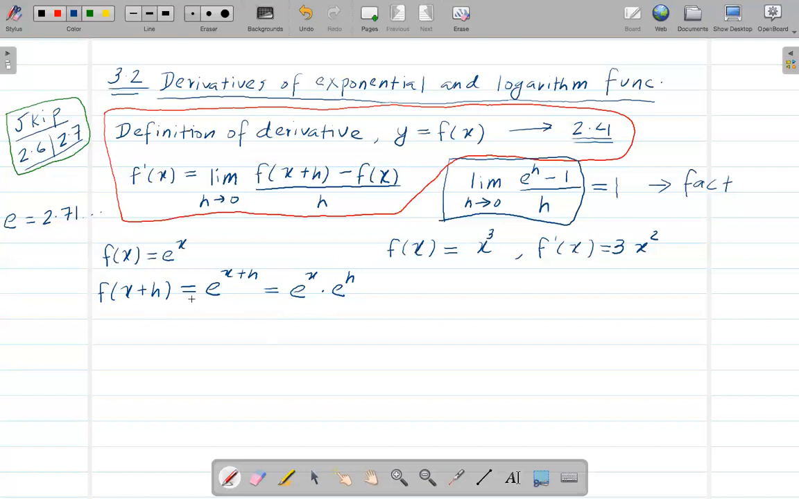Now that we have the value of f of x plus h, let's get the value of f of x plus h minus f of x. f of x plus h is e to the power x times e to the power h, sorry, this should be times, and minus f of x, which is e to the power x.